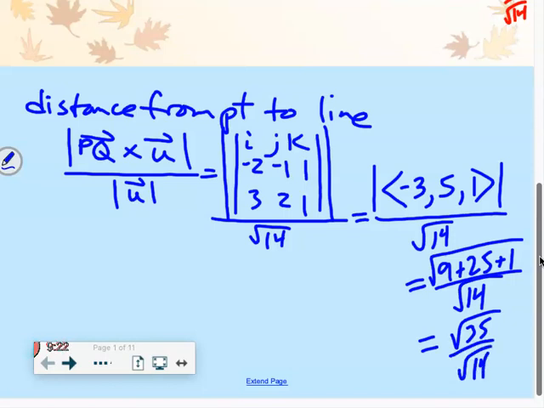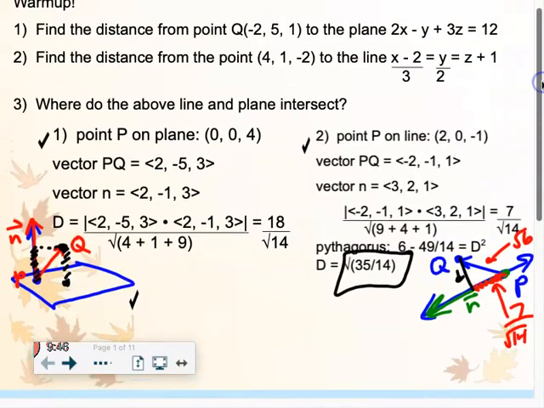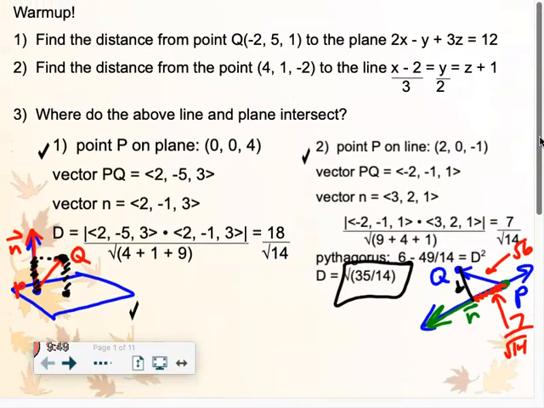So let's see, what happened? Wait, your PQ doesn't match. Why does your PQ not match? Is that number 2 where it says PQ, or is that number 1? I can't tell. That's number 2. How did you get 1, negative 1, 2? Are you sure you didn't accidentally switch your x and your z? But it shouldn't make any difference.